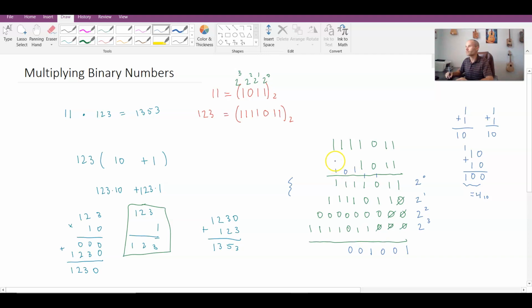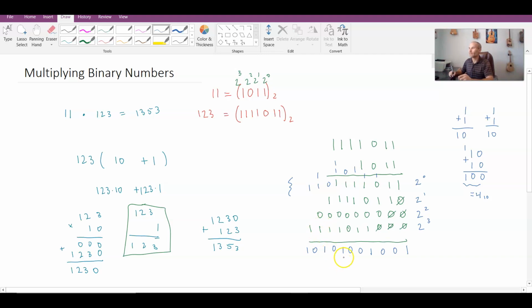Carry the 1. And now we have 1 plus 1 plus 1 plus 1, which is 1, 0, 0. And then we have one more 1, which is 1, 0, 1. So we'll carry a 0 to this column, we'll carry a 1 to this column. This will give me 1 plus 1 is 1, 0. 1 plus 1 plus 1 will give me 1, 1. And now I have 1 plus 1, which will give me 1, 0.